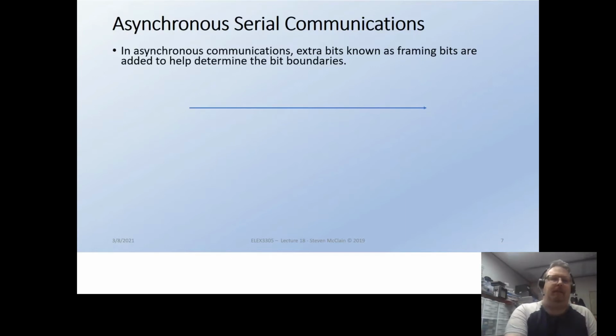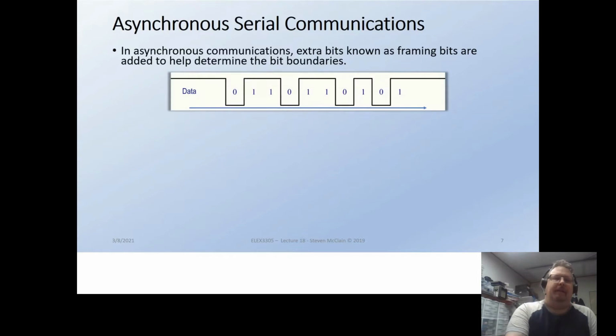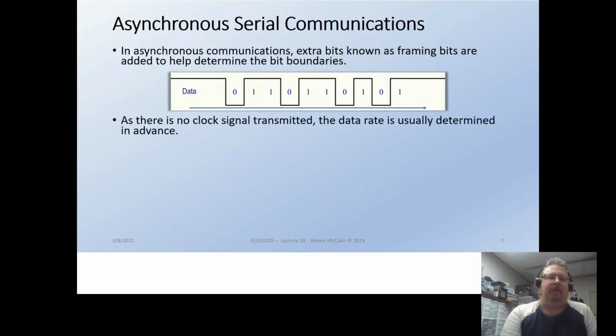So we only got one signal now. But we're going to throw in some extra bits, framing bits. We're going to add a start bit and a stop bit. And we're going to decide that when the line is high, it's idle. The first time that the data goes low, that'll be the beginning of our start bit. Okay, and that's going to be our little assumption now. So there's no clock anymore.